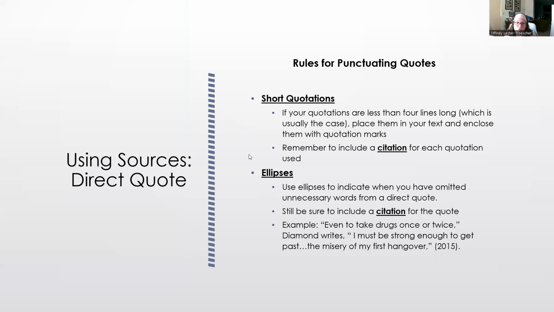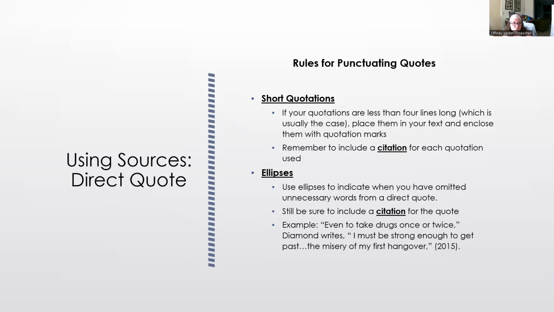If your quotations are less than four lines long, which they should be, place them in your text and enclose them with quotation marks. Anything word for word goes in quotation marks. It also gets a citation. Just because you put it in quotes doesn't mean you don't have to give the citation. Citation is required every single time you use source material, no matter what. The quotations are needed anytime it's word for word from the source, but you still need a citation.